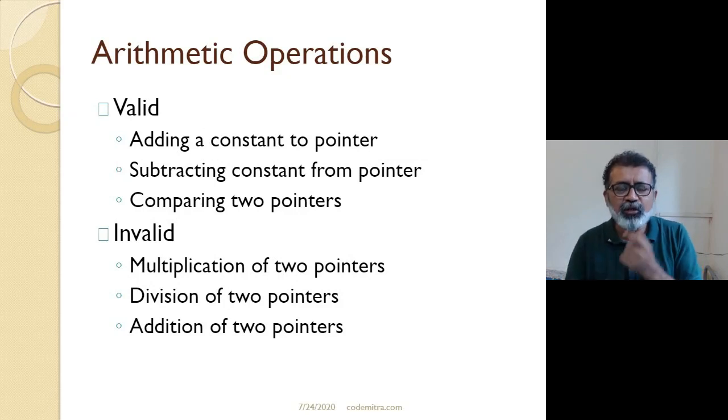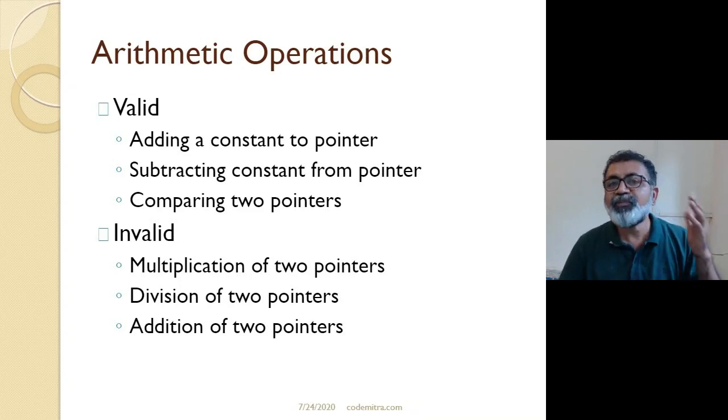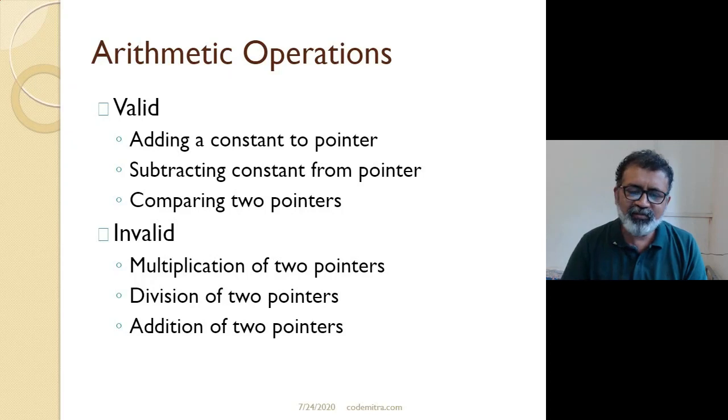This has a connection with arrays. That's why I didn't teach it in the last chapter. That was the intention, that was the reason. So, valid arithmetic operations are adding a constant to the pointer, subtracting a constant from the pointer, and comparing two pointers. These are the only three valid operations on pointers.